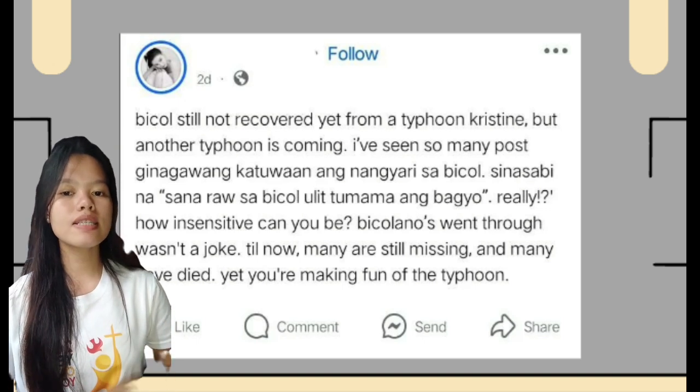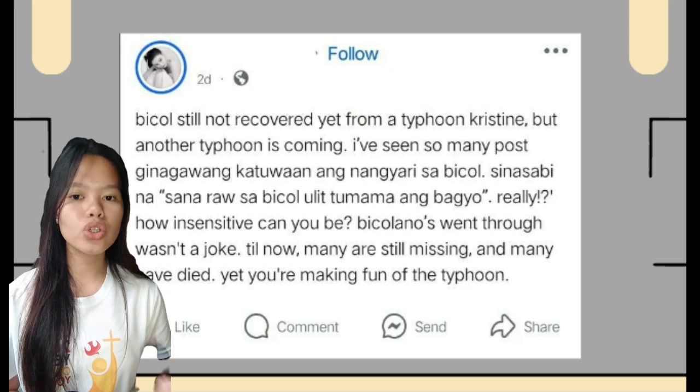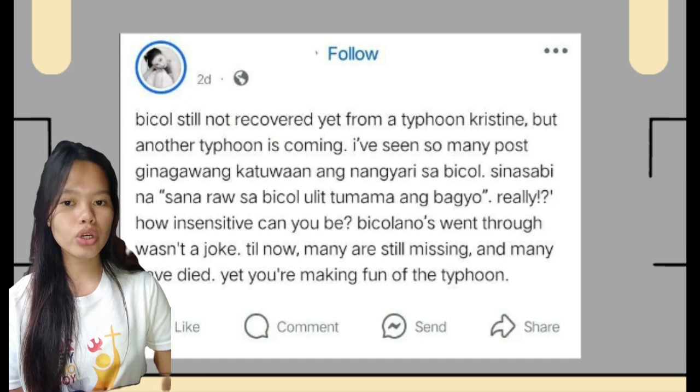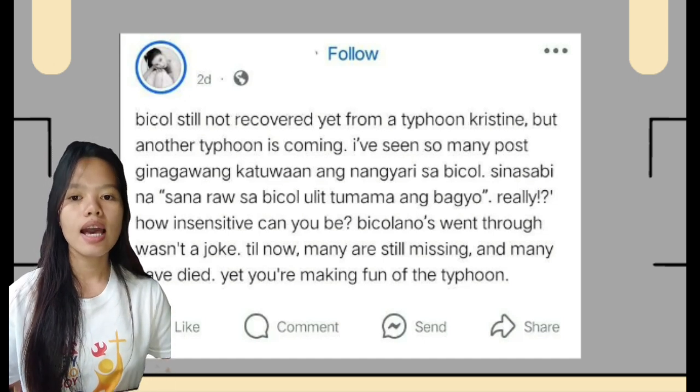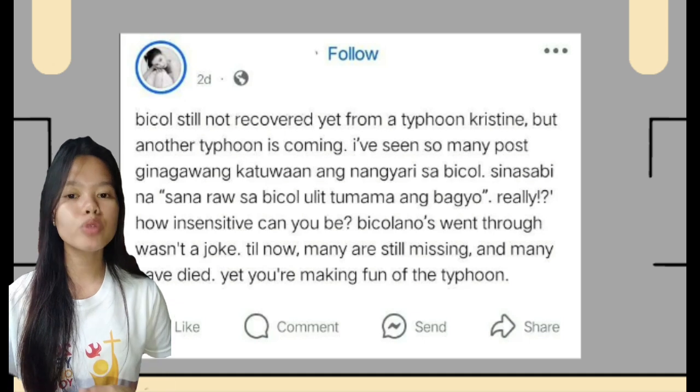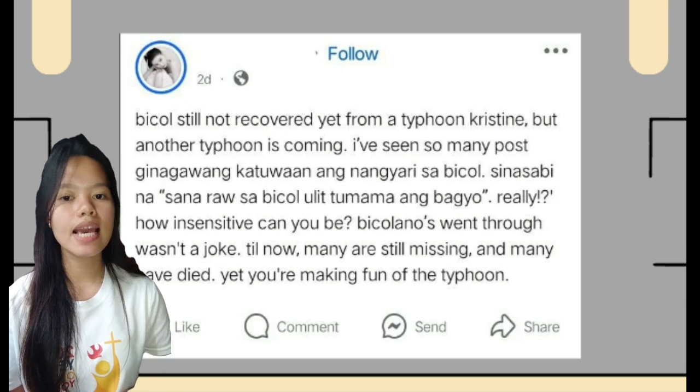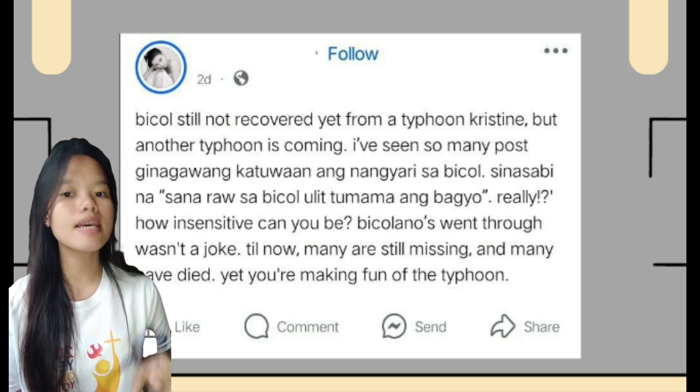Overall, the post is effective in conveying its message due to its simplicity, specificity, structure, and its stickiness. It effectively captures the attention of the readers and leaves a lasting impression. And that is all. Thank you.